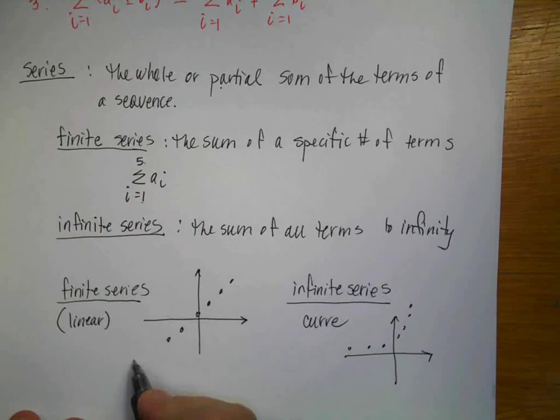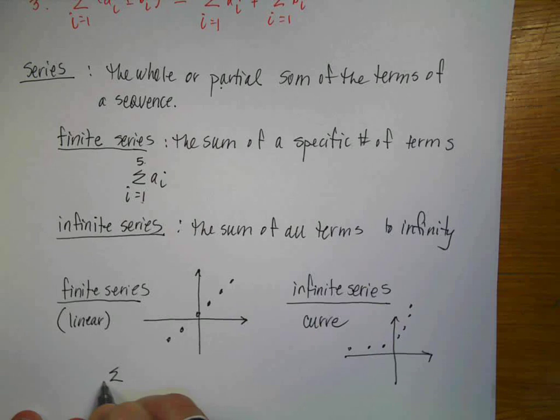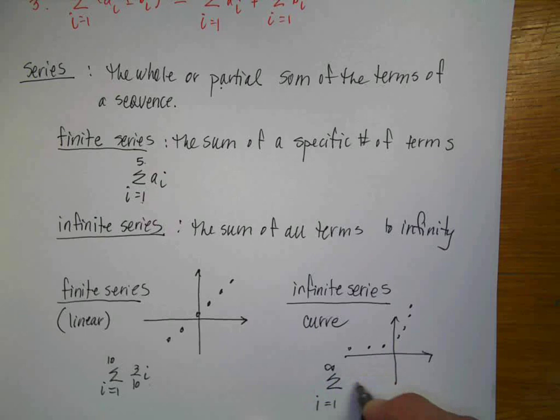Okay? If I had a situation, so let's say this one is the sum from i equals 1 to 10 of 3 over 10 times i, right? This is a finite series. It has a beginning and an end, and this is the rule that generates that particular set of values. On the other hand, if it's an infinite series, i equals 1 to infinity of 3 over 10 times i, I have the same beginning spot, but this one goes to infinity, and then I have the rule that generates the individual terms. Okay?